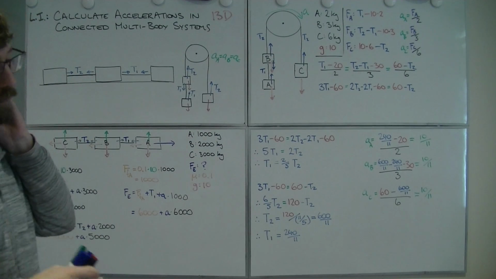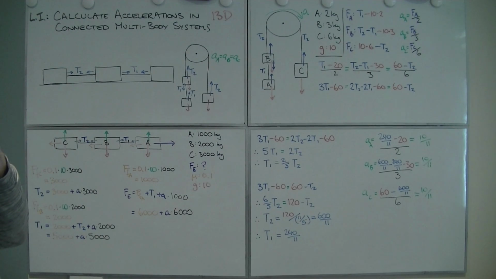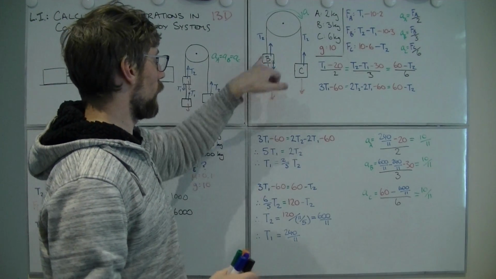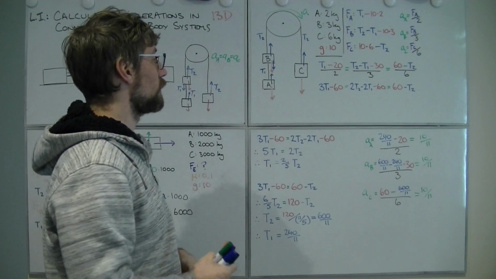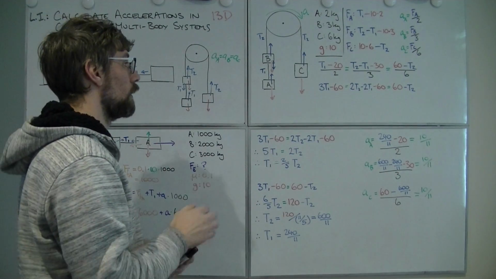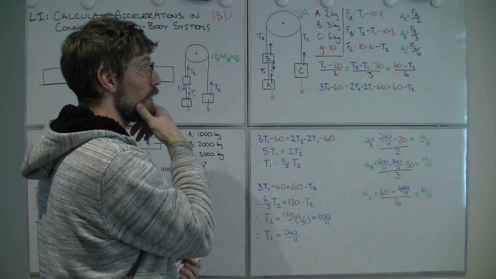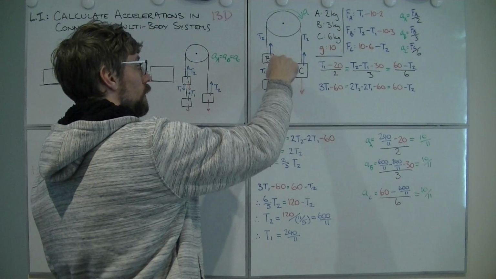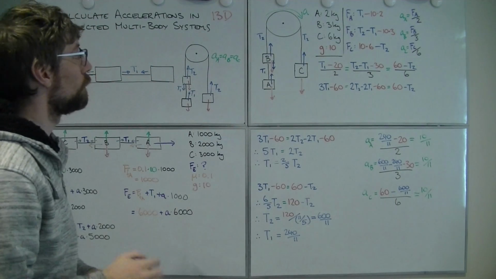So pulleys, slightly more fiddly a lot of the time. I've given my masses A, B and C as 2 kilos, 3 kilos, 6 kilos, and again I'm making g 10 just for nicer numbers because it's bad enough with the 10, much less with the 9.8. Cool, so we draw a picture, put in all our forces.